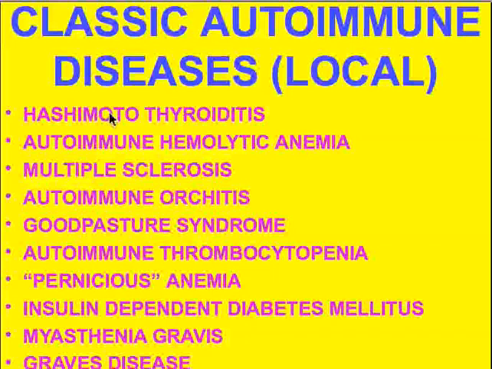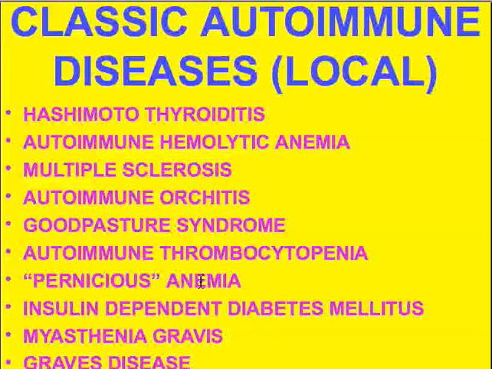In Hashimoto's, the antibody could be against microsomal or thyroglobulin antibodies. In autoimmune hemolytic anemias, it's the surfaces of red cells. In multiple sclerosis, it could be areas associated with glial cells and myelin. Orchitis, testicle. Goodpasture syndrome, renal glomerular basement membrane and lung areas. Thrombocytopenia, the surfaces of platelets. Pernicious anemia, gastric mucosal intrinsic factor. Insulin-dependent diabetes, your own beta cells. Myasthenia gravis, the neuromuscular junction.